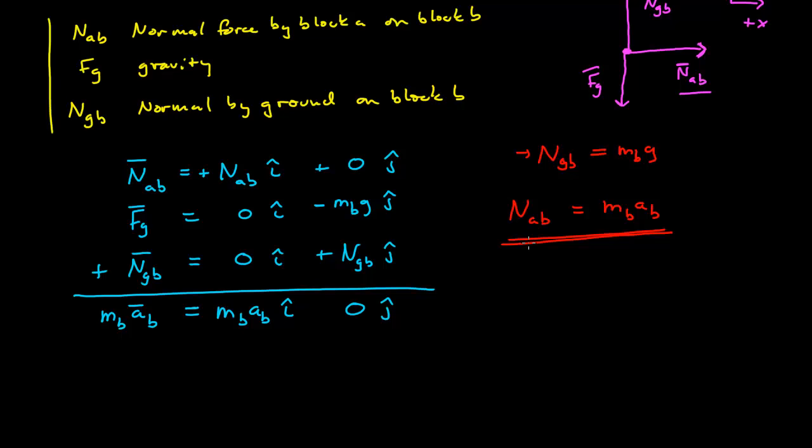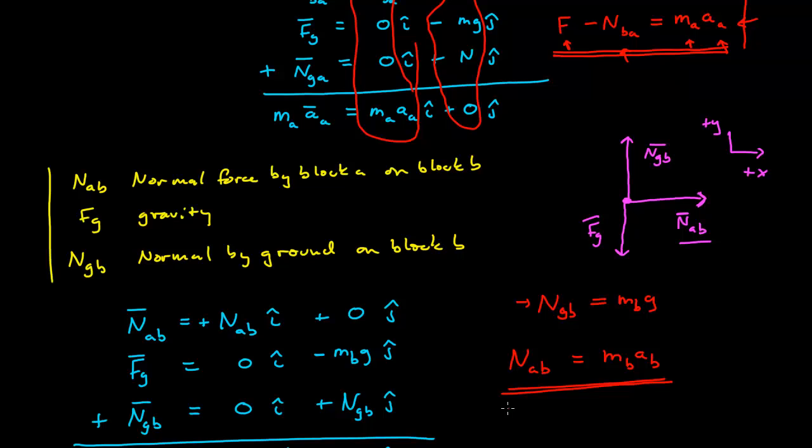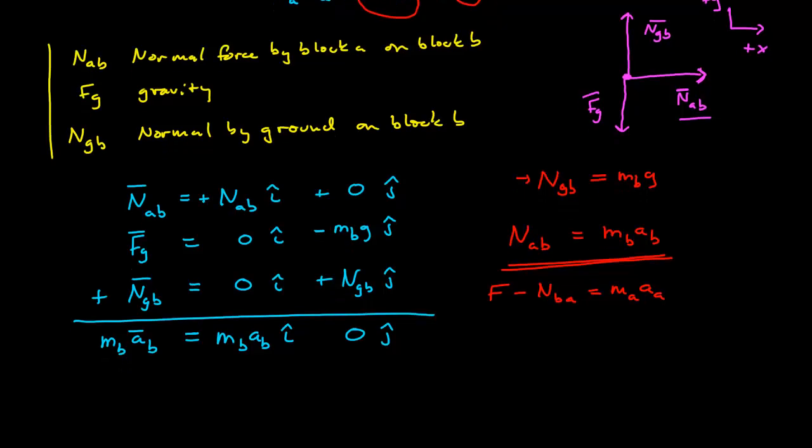But now we have a second equation that contains information that's important. So we have a normal force and the mass of B times A. So let's bring our other one down here. So we have F minus the normal force of B on A equals the mass of A times the acceleration of A.